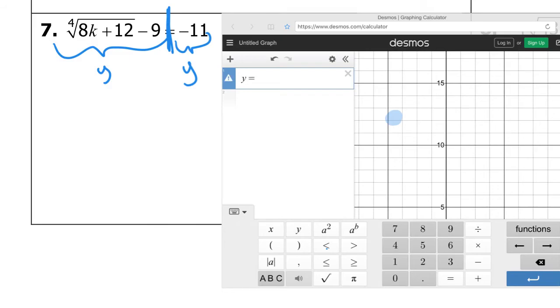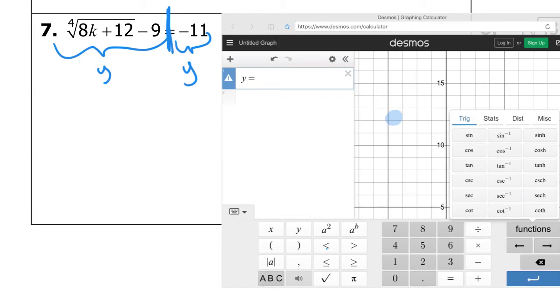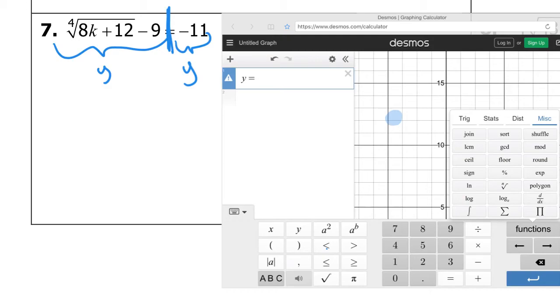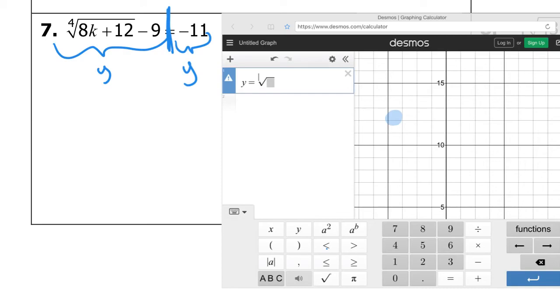y equals, and if I need to put an index other than 2, right underneath the functions key, if you head over to miscellaneous, in the lower third center, you'll find the n-th root, and it will open it up for you. So 4, 8, not the letter k, but x, plus 12, with a -9 on the outside, and y equals the right-hand side of my equation, which is -11.